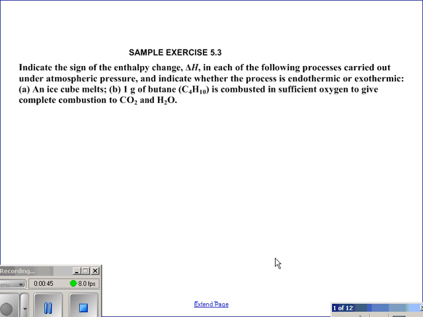All right, so we need to look at each process to determine this. This whole chapter is about energy flow. So energy flow from a system to the surroundings or from the surroundings to a system. And the system is what we're going to be focusing on. That's what delta H is for, heat, all that. That's what that stands for.